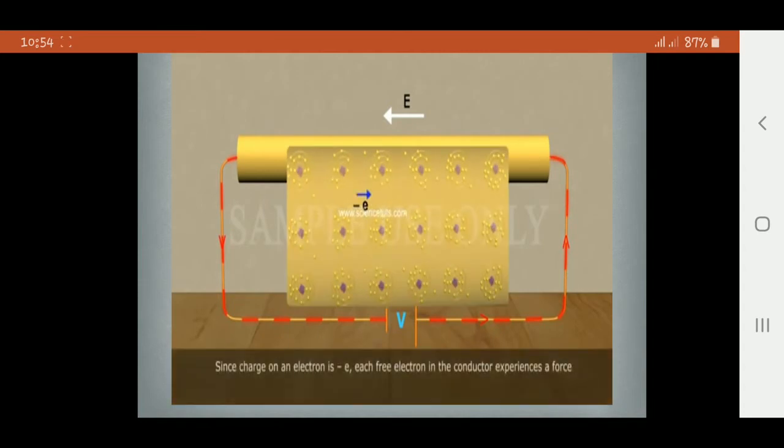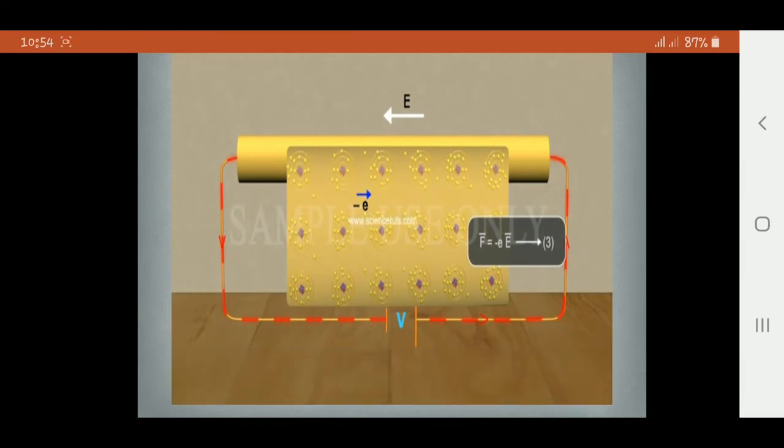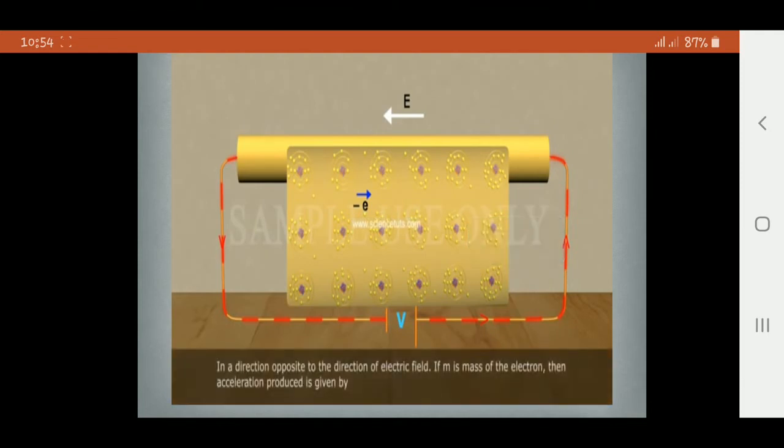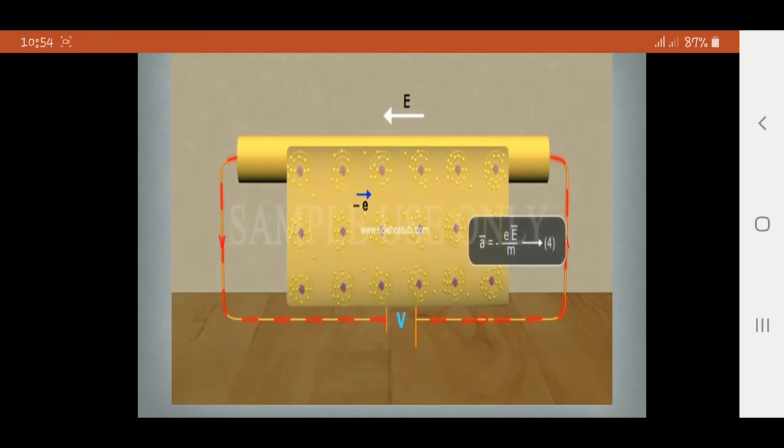But we all know that in case of a conductor there are free electrons. And what is a free electron? It is a negatively charged particle. So the direction of the force on these electrons would be opposite to the direction of the electric field which is set up by the battery. So these two are opposite in direction, and due to this the acceleration is given by this relation 4, a is equal to minus eE over m.